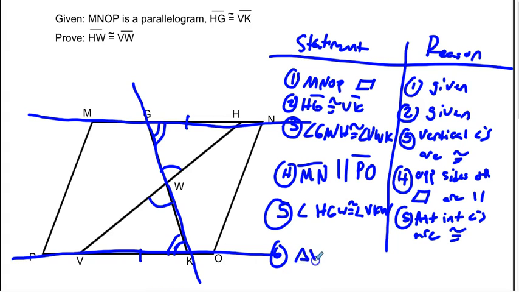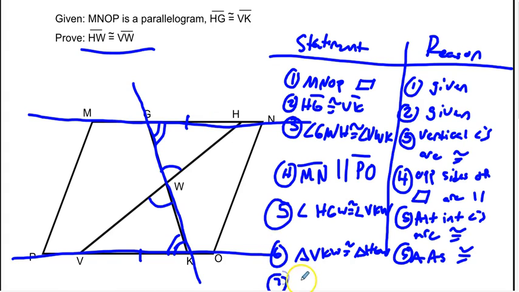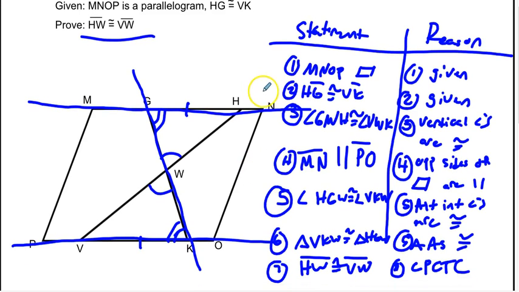So triangle VKW is congruent to triangle HGW, and that's because of angle side congruence. And let's end off on what we're trying to prove. HW is congruent to VW because of our favorite thing here. CPCTC. Corresponding parts are congruent, triangles are congruent. Woo! That's a hell of a proof. I'm loving it. Let's do one more proof, though.